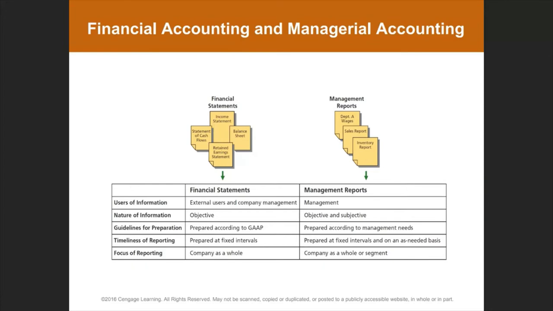So if you recall, we have financial statements and we have management reports. Financial statements are used by external users and company management, and the management reports are used by the internal management. This just lists the different users of the information. So financial statements: external users and company management. The nature of information is objective information.